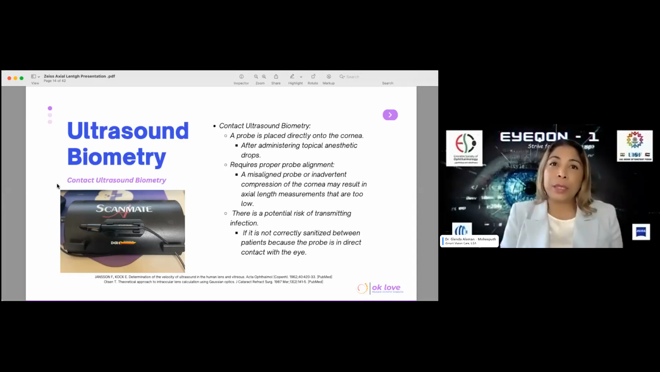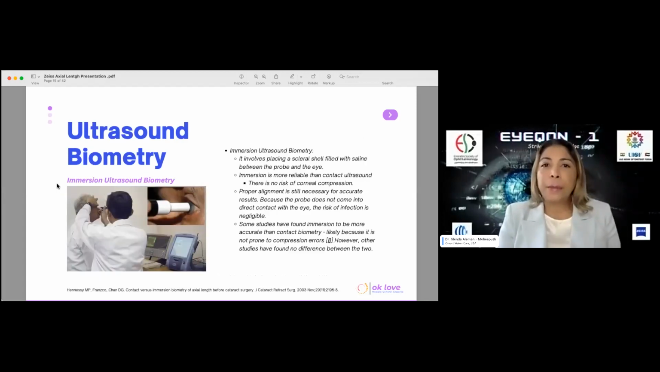It's not as expensive as the other optical biometers. However, I have found in my practice that because we're putting the probe directly onto the cornea, it's not very easy to use with young children. They are very apprehensive about having something come close to them. So these are the things you want to keep in mind if you are looking into purchasing a biometer and trying to decide which way to go.